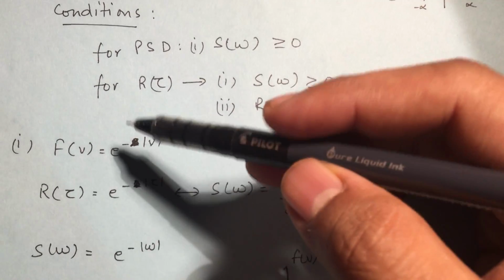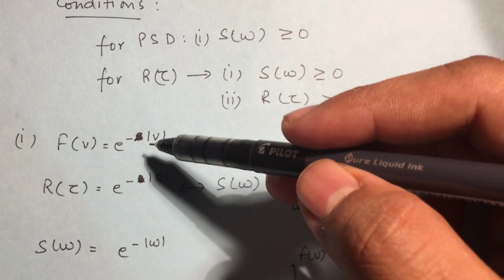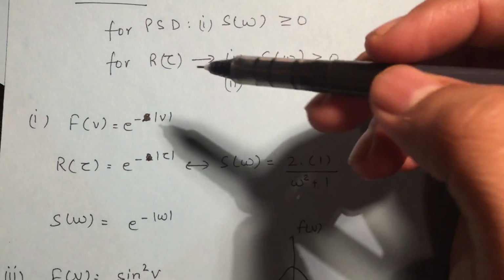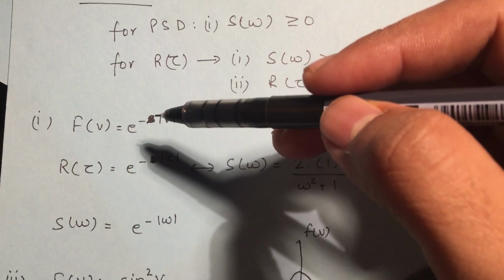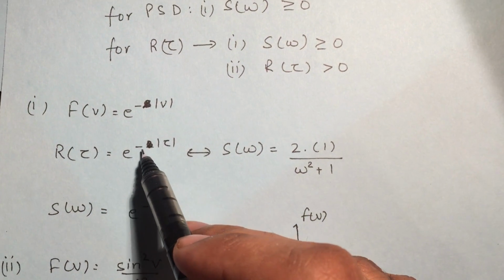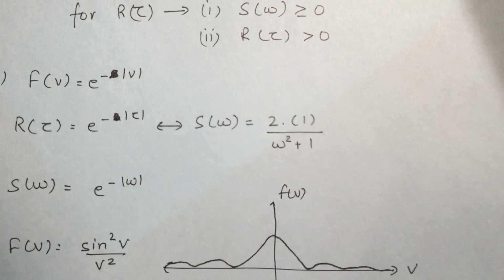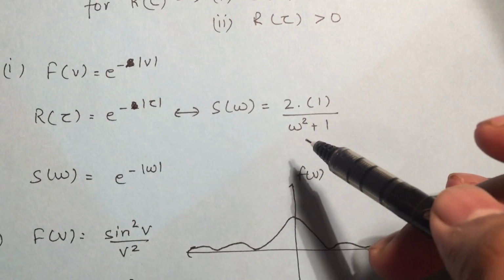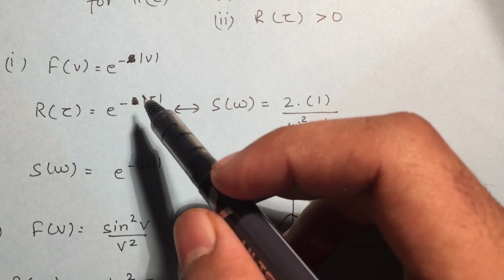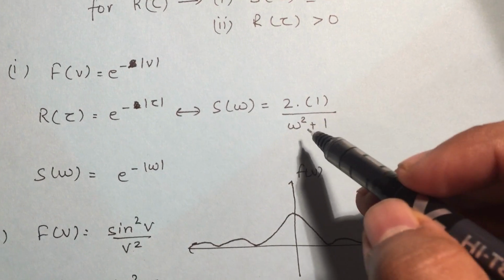The first part says that we're given a function f in terms of v: e to the power minus magnitude of v. In the first case, we'll substitute tau for v and see if it's an autocorrelation function or not. We get e to the power minus magnitude of tau. When we take its Fourier transform to find the corresponding spectral density, we use the transform for e to the power minus alpha mod tau. Alpha in this case is 1, so we get 2 into 1 by 1 plus omega squared.